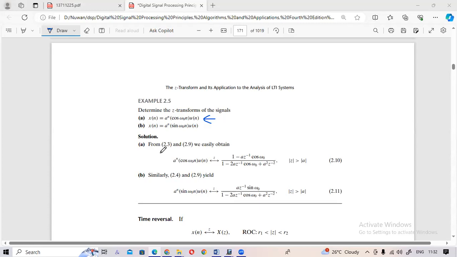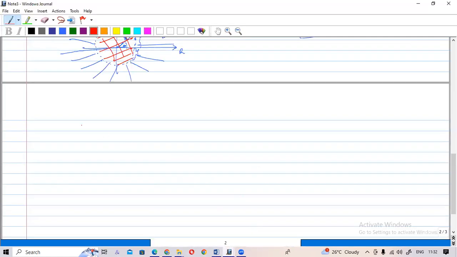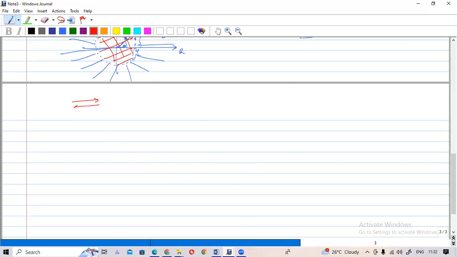To find the transform and the inverse transform, we have two identities. That is normally referred to as a pair: the transform side and the inverse transform side. So here also, the pair is available.